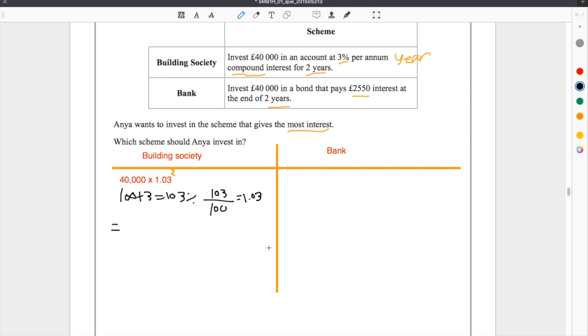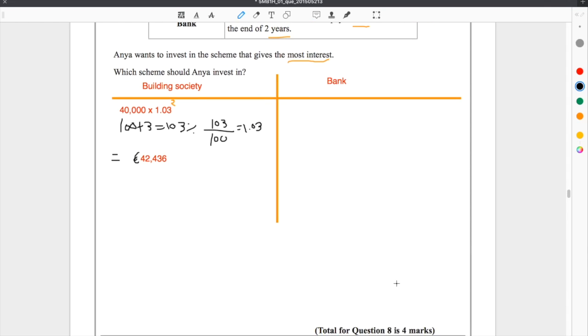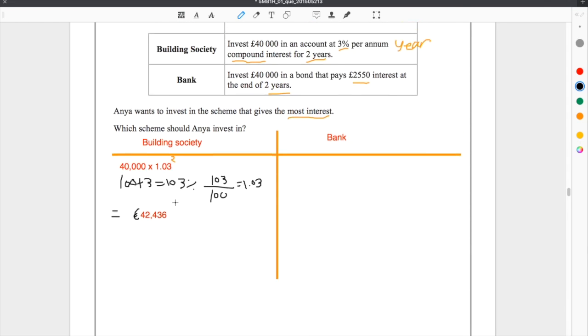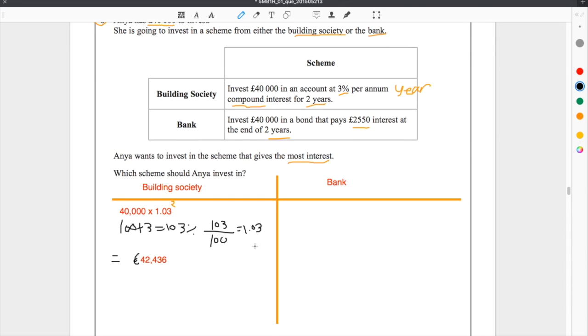And we get this value here. Okay, £42,436. We'll just add the pound sign there. Make sure you do include the pound sign, because this is the 4-mark communication question, and we need to include the context of the question. It's in pounds, so that just makes that clear.